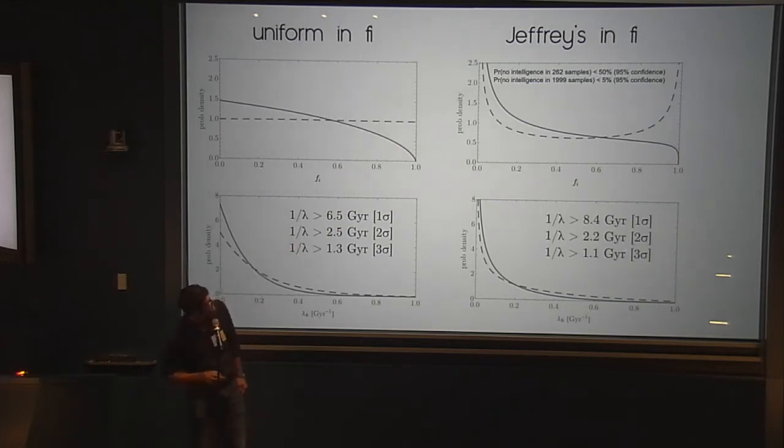The probability of no intelligences in 262 samples would be less than a coin toss, 50%. And the probability of no intelligence in about 2,000 samples is less than 5%. So this gives you a sense of how many things you'd have to survey for a SETI survey, just conditioned on the fact how long it took us to arrive. So this is very weak inference, but there is a little bit of information in there.